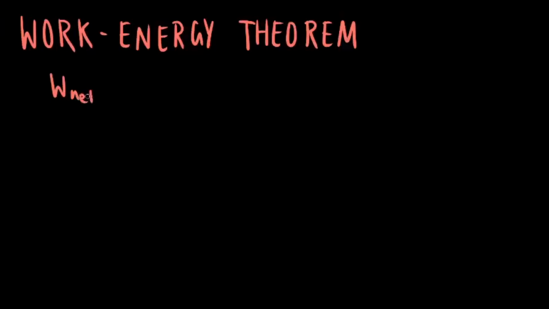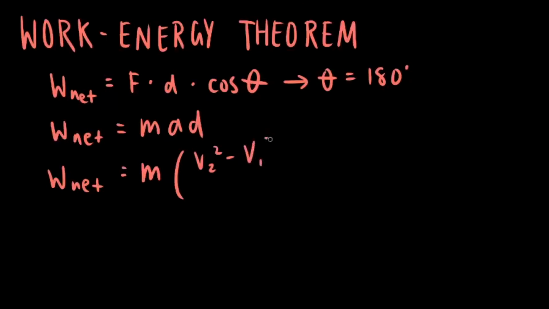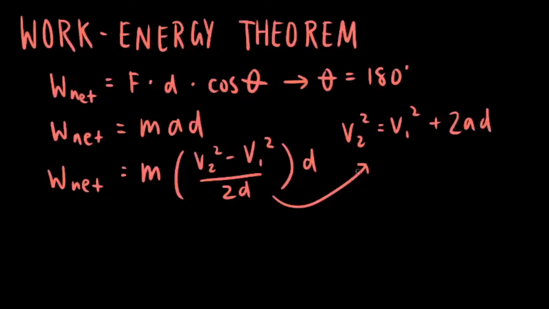The work energy theorem states that the net work done by the forces on an object is equal to the change in its kinetic energy. This does not apply to the work done by a single force. We use the standard formula used to find work and substitute force with mass times acceleration. Acceleration is isolated from v2 squared equals v1 squared plus 2ad, which gives us the final formula. The work energy theorem states that the net work done by the forces on an object is equal to the change in its kinetic energy.